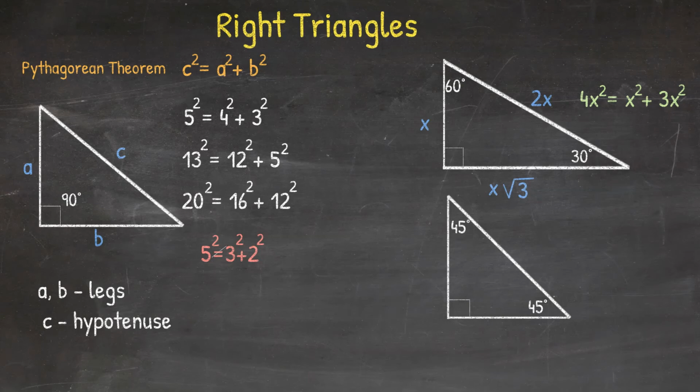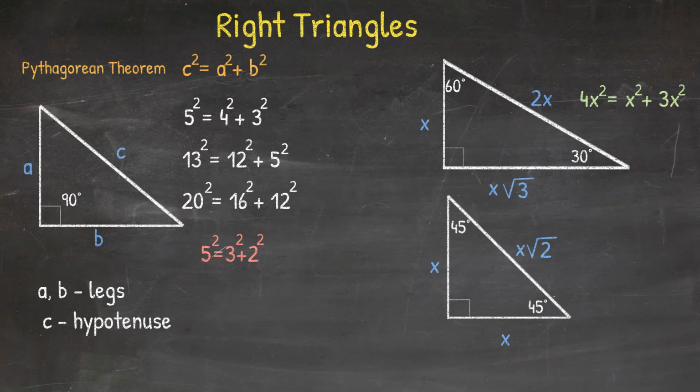Let's now consider the right triangle with angles of 90, 45, and 45. Both of the legs in this triangle are equal to each other, and it makes sense considering that they lie across the same angle of 45 degrees. And the hypotenuse is square root of 2 times larger than any of these sides.